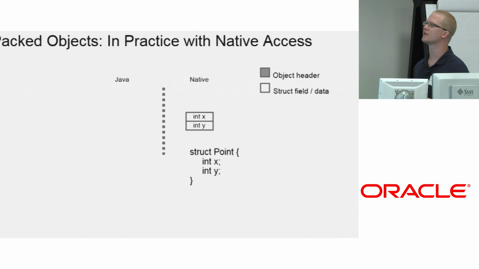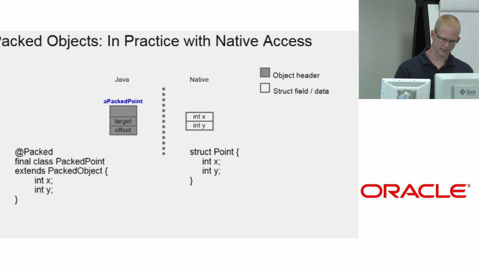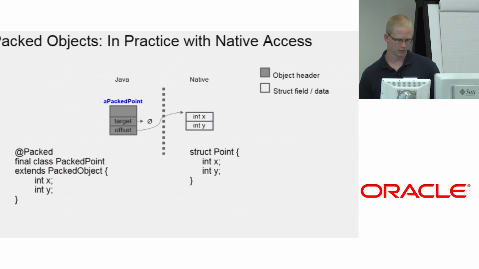Okay, so if we want to take this and extend it to native access, we have some data in a struct that looks just like our point. It's in native memory. What does the Java code for this look like? Well, it looks exactly like what you want it to look like. So how do we tie these two pieces together? Again, it's the unsafe addressing mode, except this time our target is null and our offset is an absolute address.